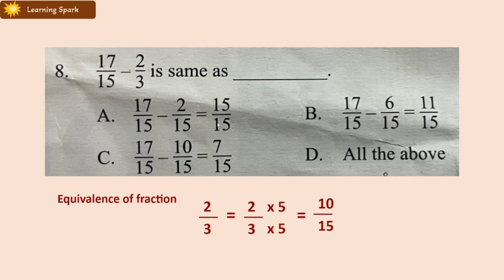Okay, so let's see which option says that. This is not the correct option. This is not the correct option. This is saying 17 by 15 minus 10 by 15, 7 by 15. So this C is the correct answer.